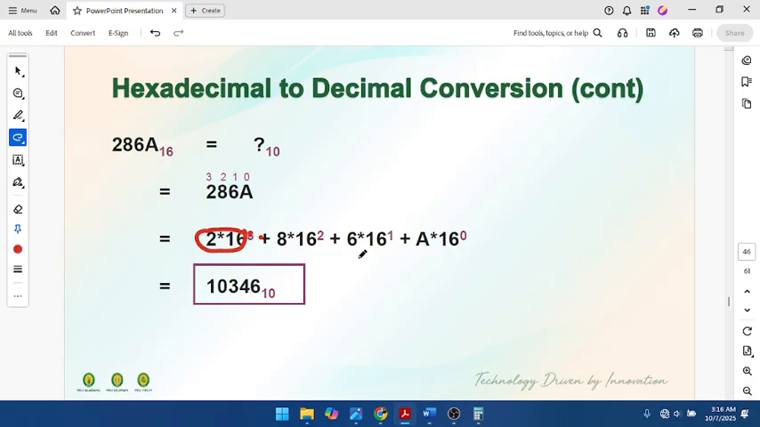Okay na. Ayan. Paano mo charge mo? So 8 times 16. So the total of this get 10,346 base then.